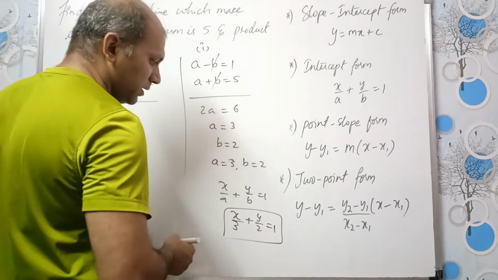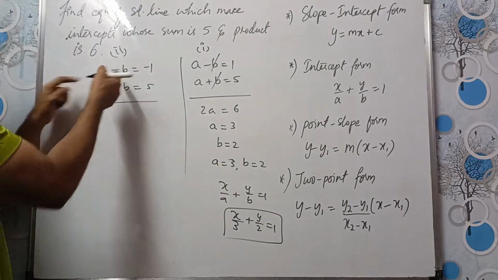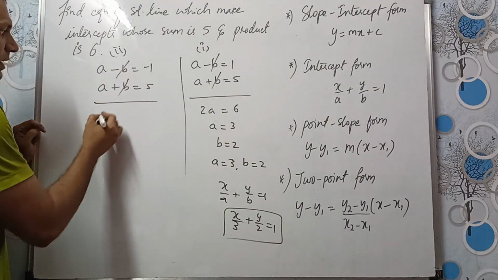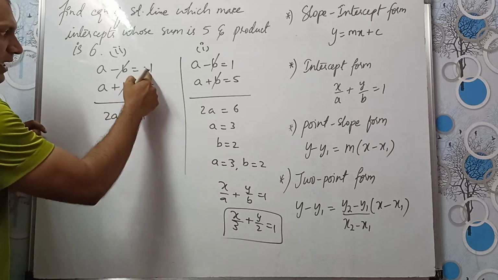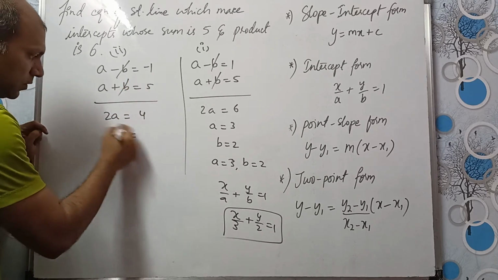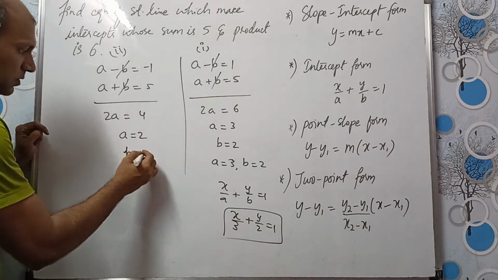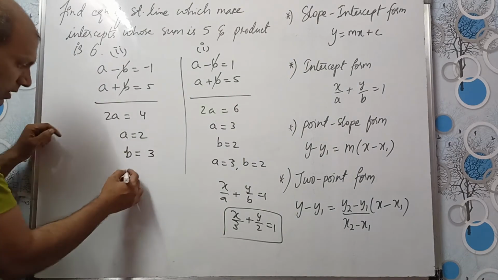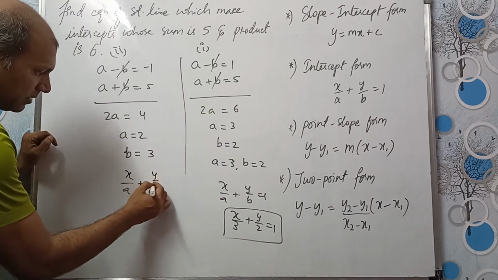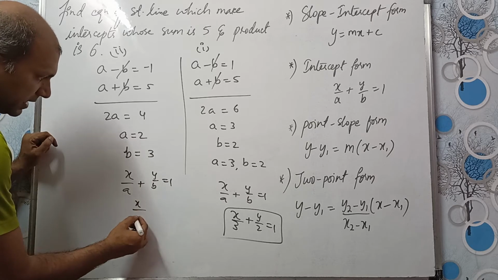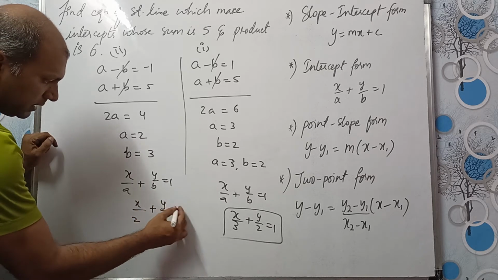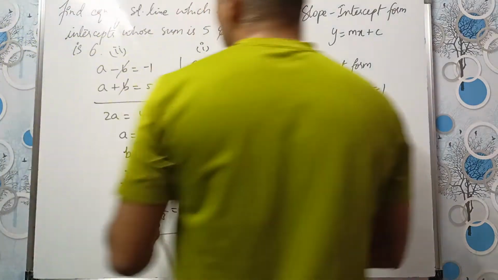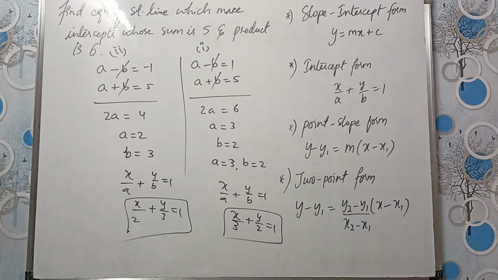Okay. If we consider this second case, a minus b is equal to minus 1. See, if you add, this b will get cancelled. 2a will be equal to 4, minus 1 plus 5 is 4. So a will be equal to 4 by 2, it will be equal to 2. If you substitute a is equal to 2 in either one of these equations, you will get b value as 3. Now, this x by a plus y by b is equal to 1 can be written as x by 2 plus y by 3 is equal to 1. Okay. These are the required equations.